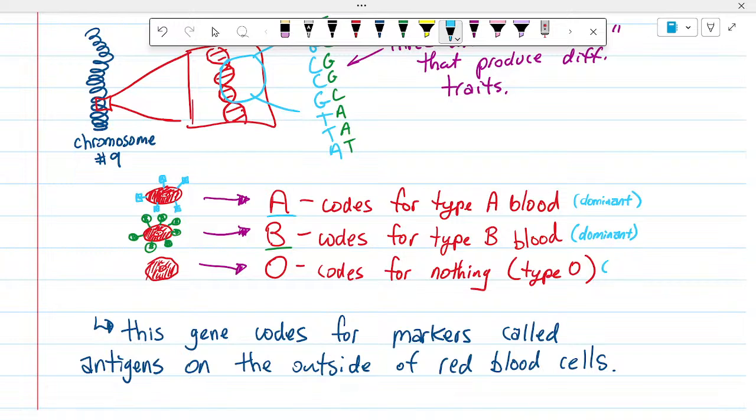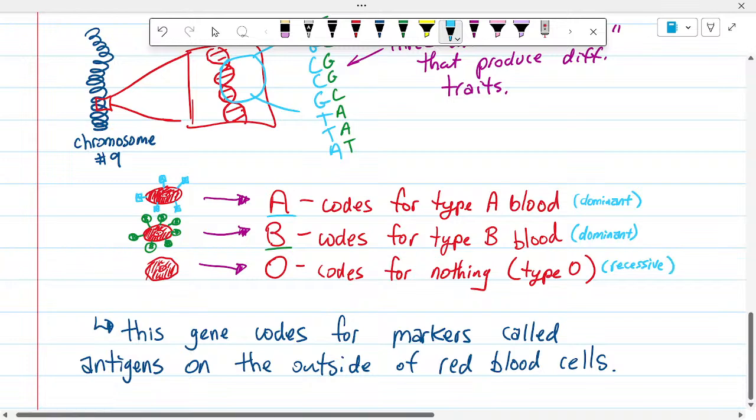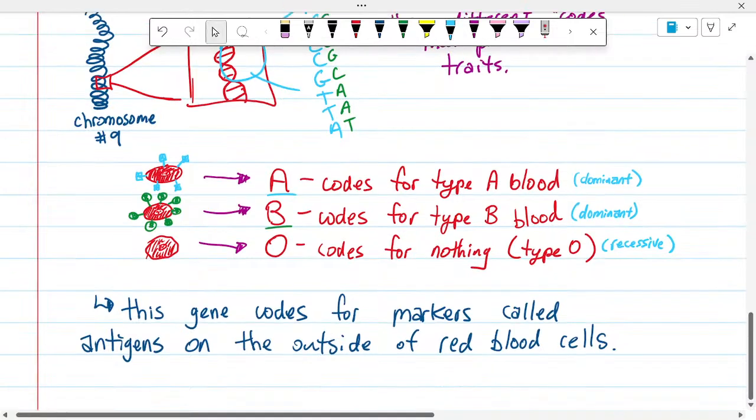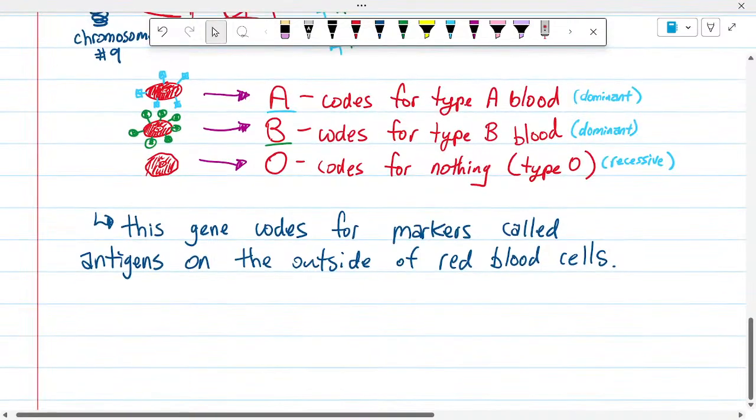Now, if you have 2 of the O alleles, then will you have any cell markers? No, but if you only have 1 of them, it would not affect you in any way, shape, or form. So we say that trait is recessive. You have to have 2 copies of it for it to matter. Well, you should see pretty quickly that we end up with a bunch of possible genotypes, right?